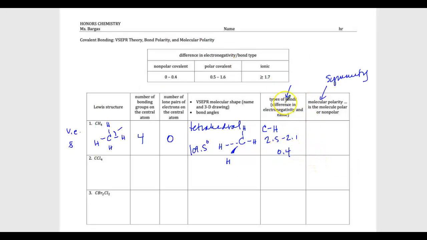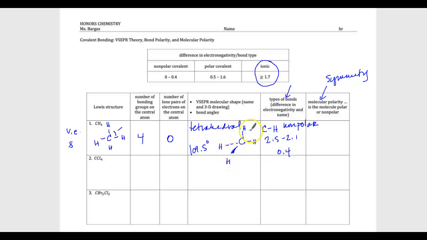What kind of bond is that? That is a nonpolar covalent. Okay, I've given you the difference in electronegativity, right? Difference in electronegativity and bond type. You can use this. Now you'll notice that for this reference, the ionic is a different number, but that's okay. Just go by this. Now, molecule polarity.